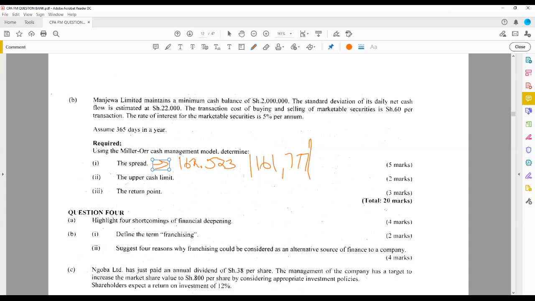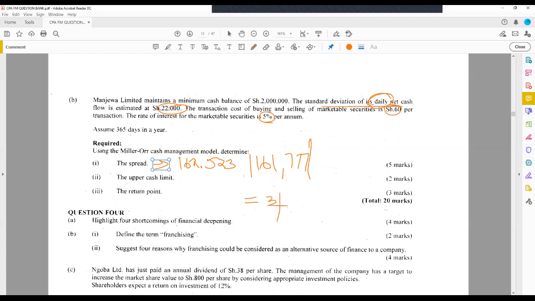Okay, let's attempt together because once you have the spread, the other is very easy. The upper limit, the return point. Here we've been told that the company has a standard deviation of 22,000. The cost is 60. The interest rate is per annum, so of course we need to convert it from per annum to daily because the standard deviation is daily.